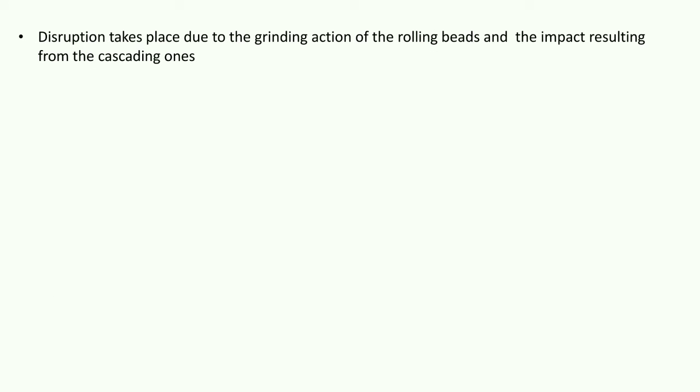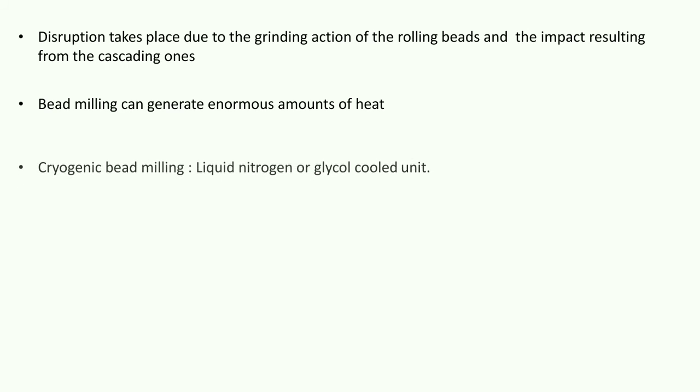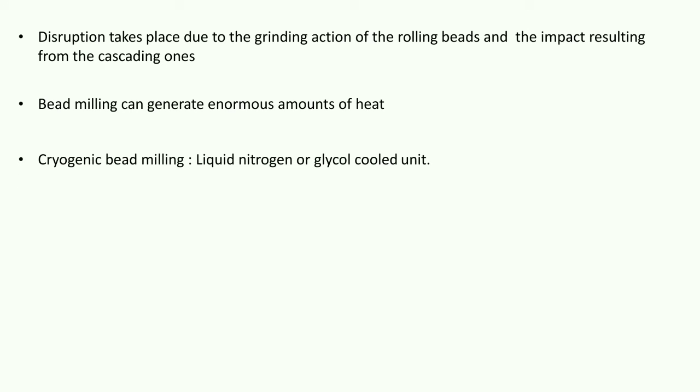So disruption takes place due to the grinding action of the rolling beads and the impact resulting from the cascading ones. Bead mills due to this generate enormous amounts of heat. Hence, a number of cryogenic agents are used. Liquid nitrogen or glycol unit is added to bring about cooling. The main application of using a bead mill is to bring about disruption of either yeast, animal or plant tissue cells.